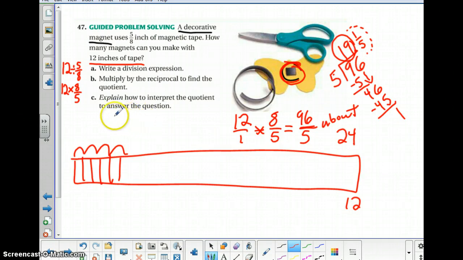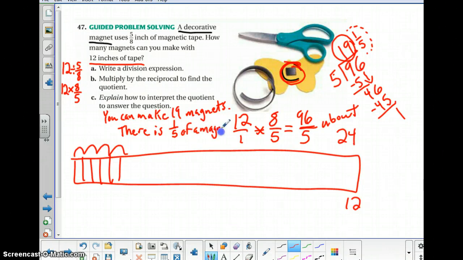19. You can make 19 magnets. There is 1/5 of a magnet left over. Not 1/5 of an inch. There's 1/5 of a magnet left over.